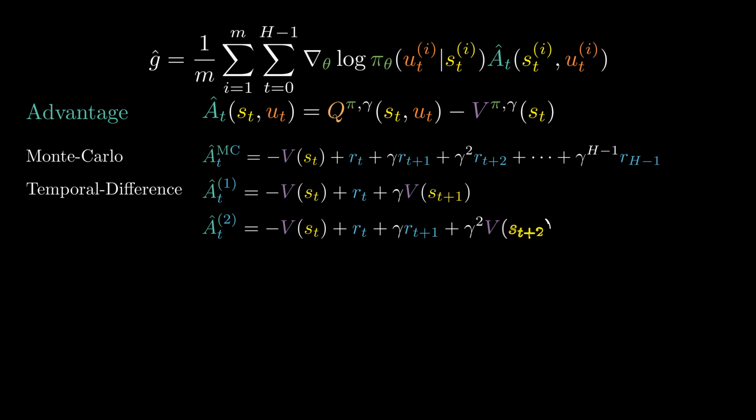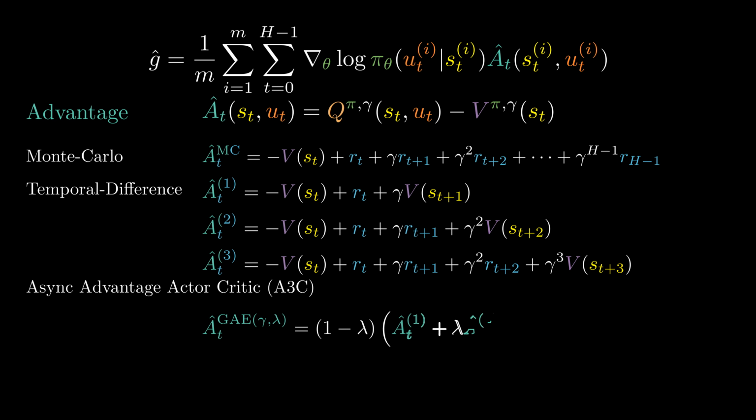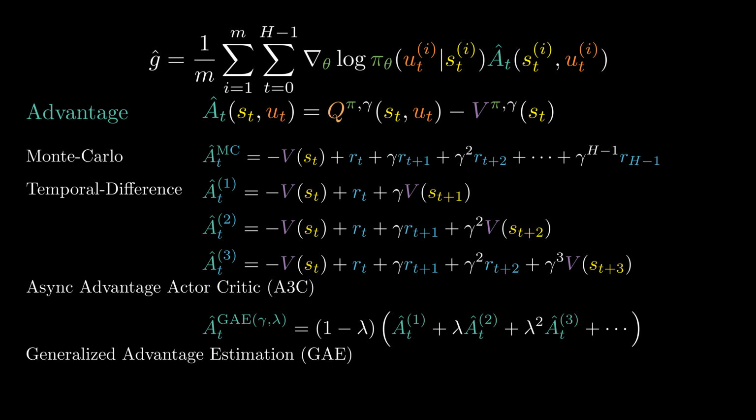To balance the bias-variance trade-off, we can look ahead multiple steps. This idea is used in methods like A3C. But why choose a specific number of look-ahead steps? Generalized Advantage Estimation, GAE, provides an elegant solution. GAE computes an exponentially weighted average of all the estimates, from pure Monte Carlo estimation to temporal difference, using a parameter lambda. This parameter lambda smoothly interpolates between high variance, low bias, and low variance, high bias estimates, giving us a robust advantage estimation.